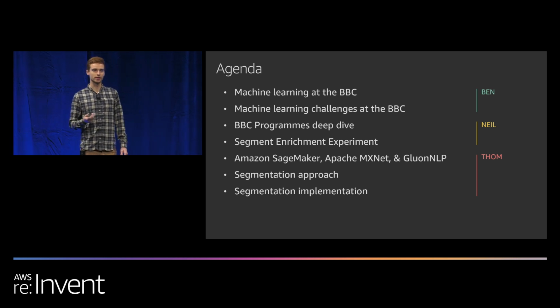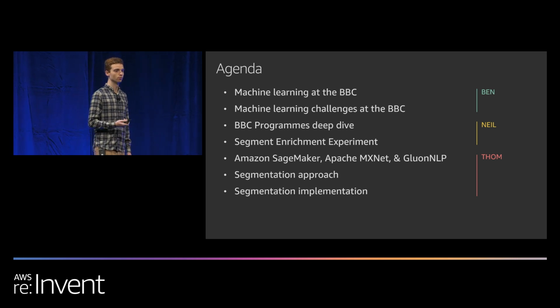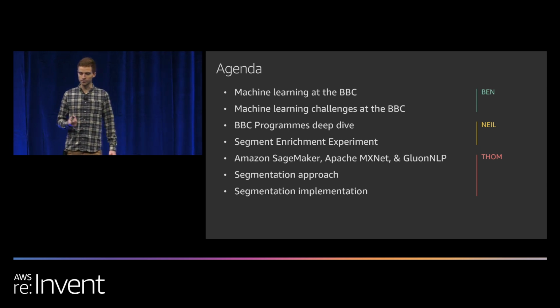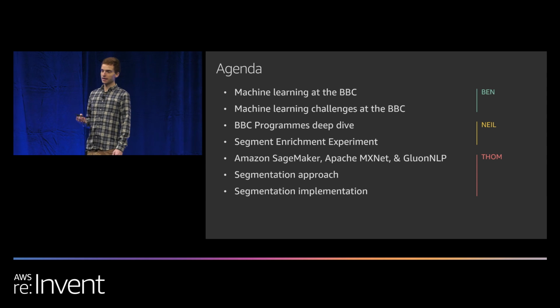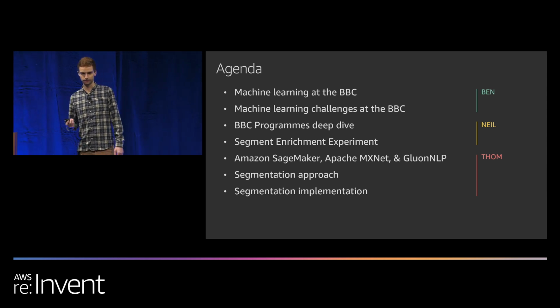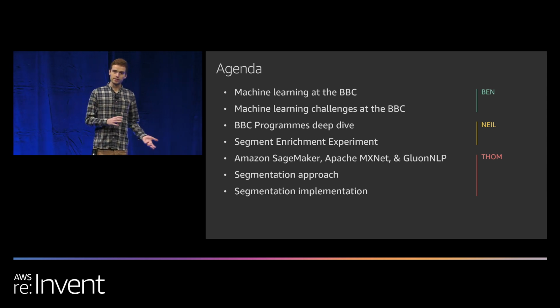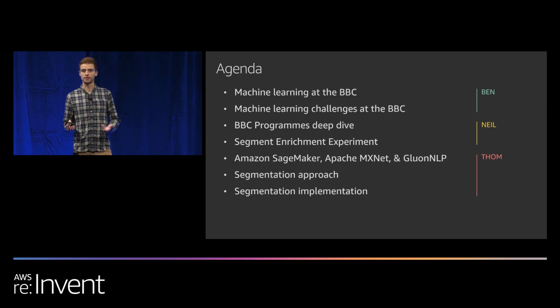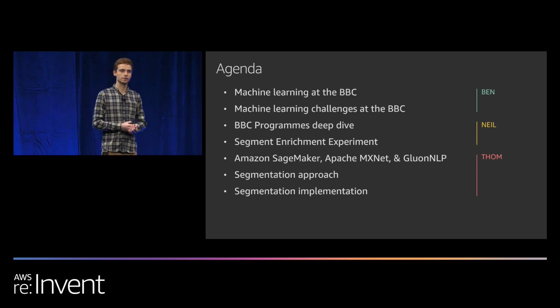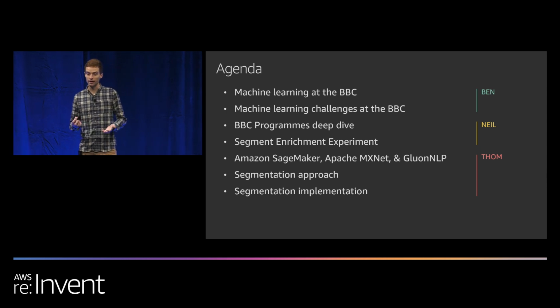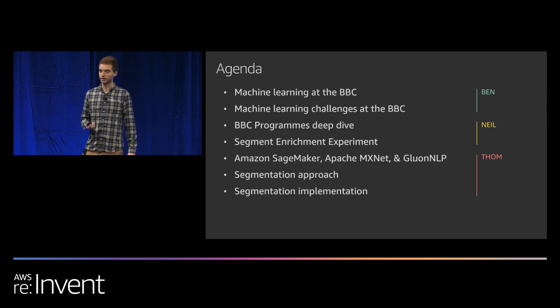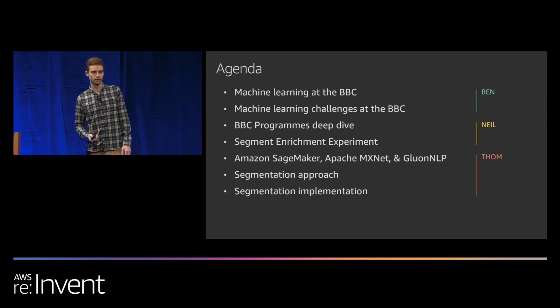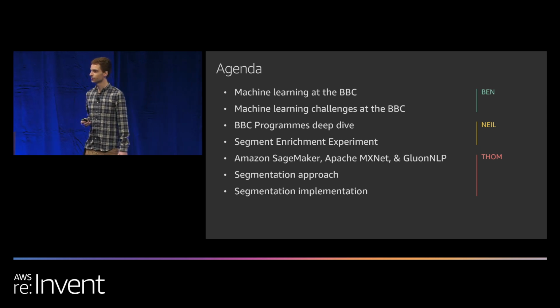And then after that, I'm going to give you a run through of the tools that we use to improve upon the baseline model, which include Amazon SageMaker, Apache MXNet, and Gluon NLP. And because this is text segmentation, I want to give you some background as to some of the theory and the science behind it, but then really give you some takeaways, how you can use Gluon NLP to solve natural language processing tasks. So we'll look at the implementation details for that. So with that, I'm going to hand over to Ben.